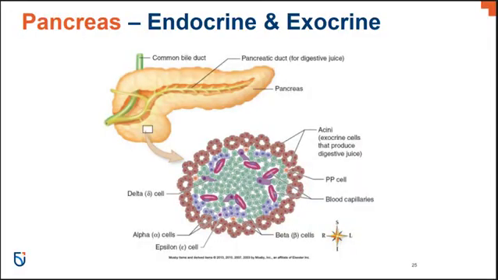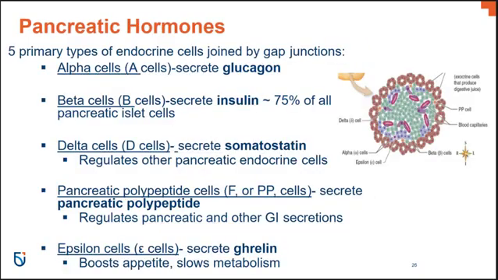On the next slide, we're going to talk about the different types of endocrine cells, or pancreatic islets, that exist, and you can see them listed here: delta, alpha, epsilon, beta, and PP, which stands for polypeptide cells. Here's a list of the 5 primary types of endocrine cells that are joined together by gap junctions, which joins them but also allows for communication.